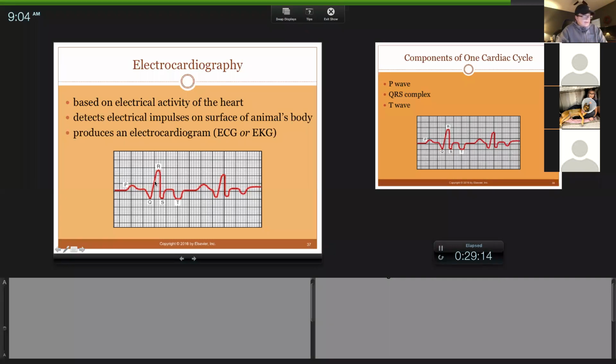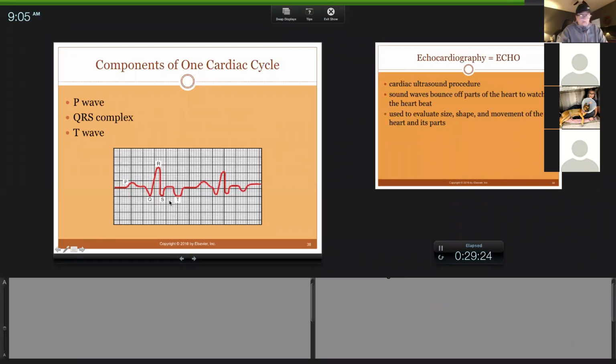But what's happening is you put leads on the animal and they're picking up the electrical activity of the heart on the surface of the animal. One cardiac cycle produces a normal PQRST complex. And what I teach students when you're watching an ECG, and you'll get into this in Tech 4, here's a P wave. For every P wave, you should have a QRST. P wave, QRST. If you have a P wave and you do not have this, that is called heart block.